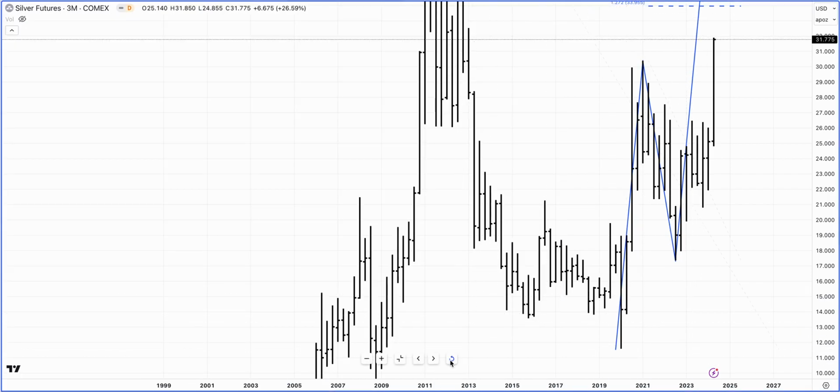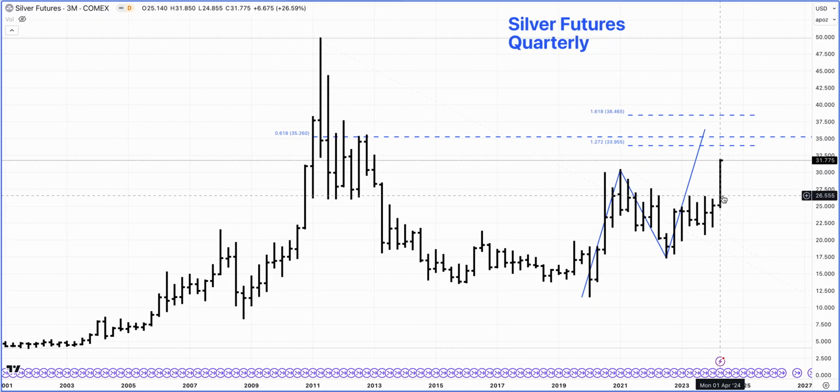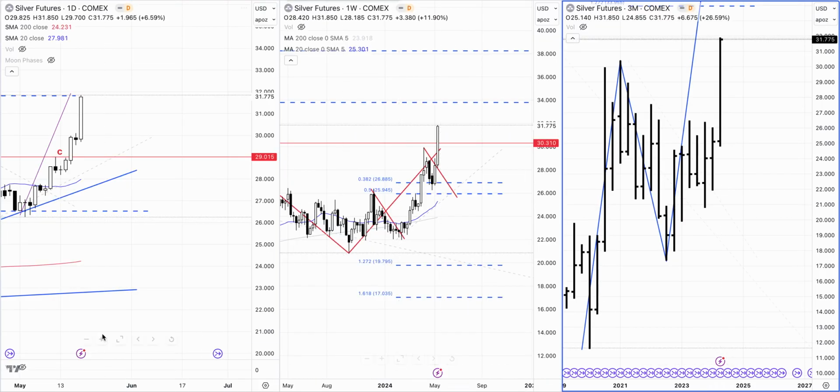And on the quarterly chart here, each candle is 3 months, so it's a quarter represented by each candle. We have pretty strong resistance around 35.26 to 36.30 because of the ABCD and 61.8% retracement, and above that 1.618 expansion is around 38.47. So this is what we are looking at for the silver market.